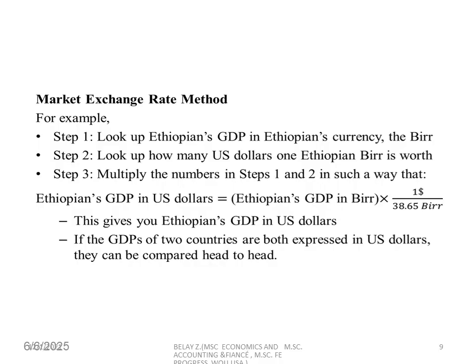So now, Ethiopian GDP in birr times $1 over 38.65 birr. Now we can cancel birr with birr and it is left with only dollars, so that we can compare, or we can express Ethiopian GDP in dollars in this way. If the GDP of the two countries are both expressed in USA dollars, the same dollar, they can be compared head to head, in the same currency.